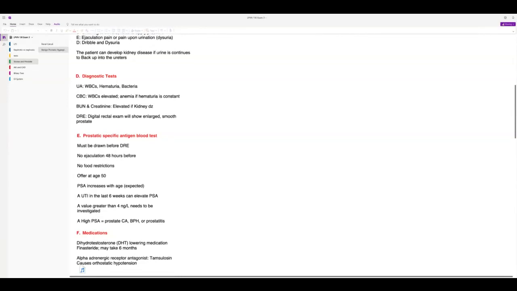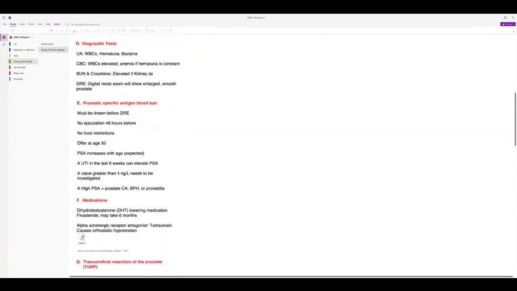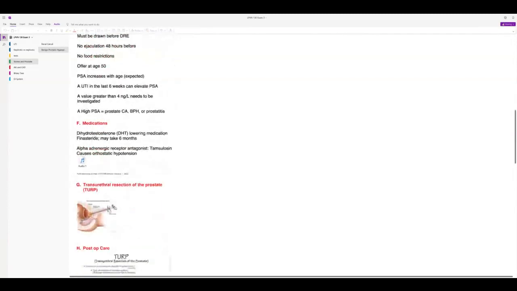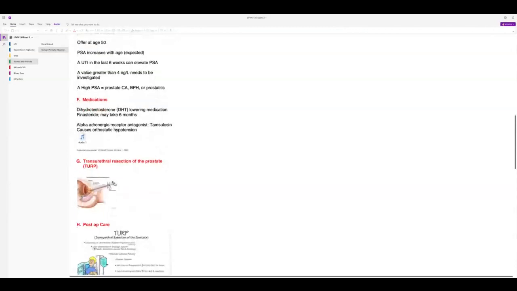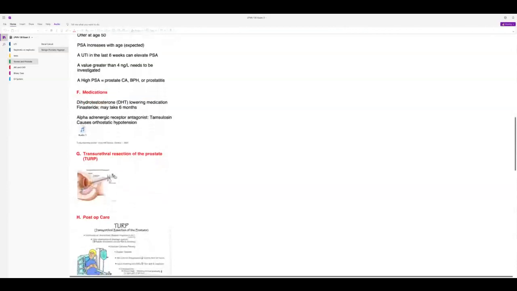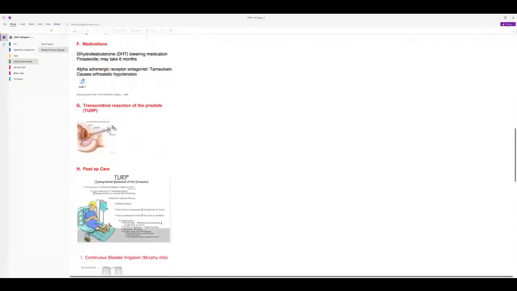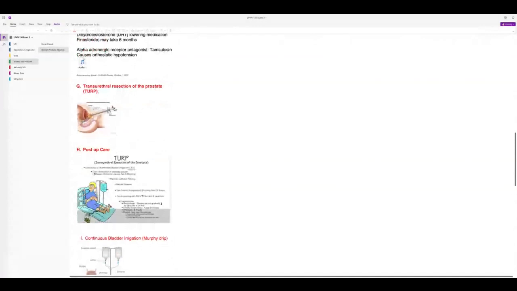A UTI can make it elevated, and anybody with a level greater than 4 needs to be investigated. All right, medications: they can go on DHT-lowering medications and finasteride, which may take 6 months to see results. Also, tamsulosin. In this TURP, you have to understand this. They may go for TURP surgery, where they do a cysto and flagellate, like a rotor-rooter, so to speak, the prostate right here.